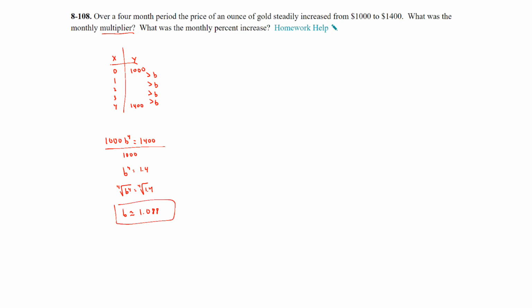And then what was the monthly percent increase? Well, remember, we start at 100%, and we just added, in this case, the 1 is the 100%, so we added 8.8%. That's where we get 108.8%. And so therefore the monthly percent increase would have been 8.8% monthly increase.